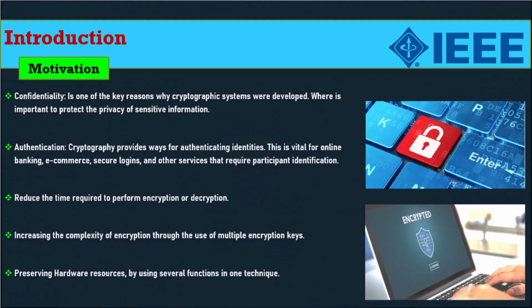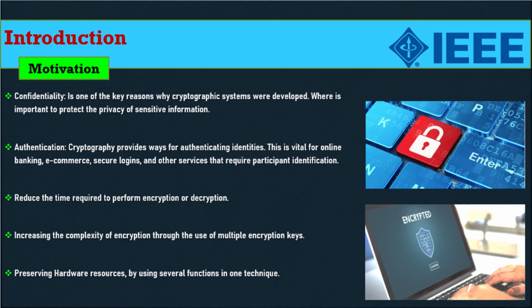Motivation: in the age of digital communication, the secure transmission of data over networks is paramount. In the face of growing cyber threats and attacks, cryptography plays a pivotal role in safeguarding digital assets, networks, and critical infrastructure. Cryptography ensures that data exchanged between parties remains confidential and is not intercepted by unauthorized entities. Confidentiality of sensitive information is one of the primary motivations for cryptography.